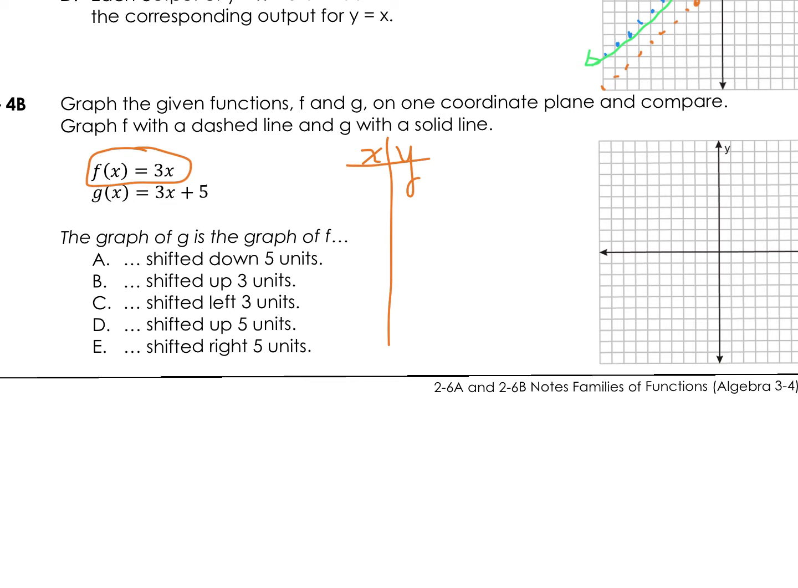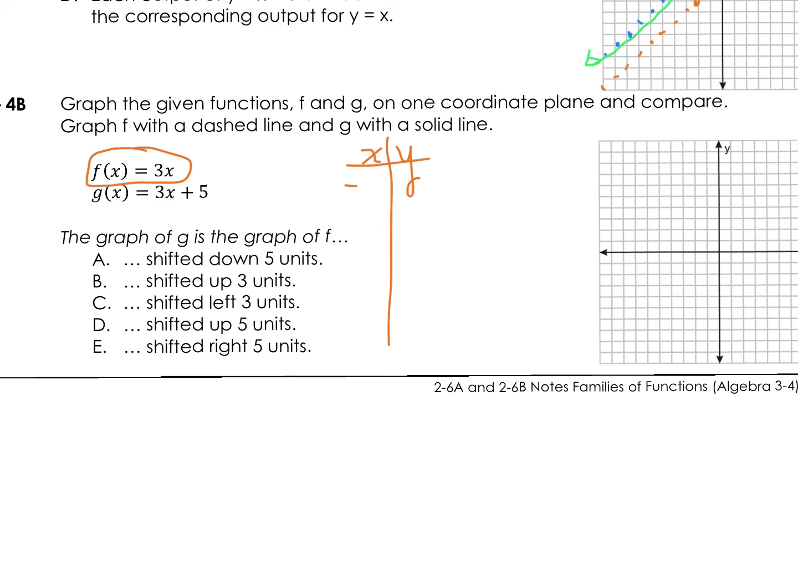So this is going to be our parent function, which actually is a translation of the y equals x graph, but we're going to just look at this particular one, y equals 3x, and look to see what is the difference between this and this. So obviously it's the plus 5. And I kind of want you to think about it. What is going to happen to this graph with the 3x plus 5? Is it going to move it up 5, down 5, right 5, or left 5?